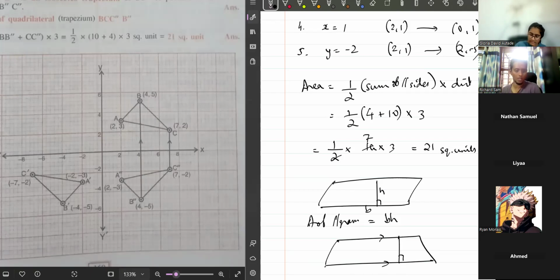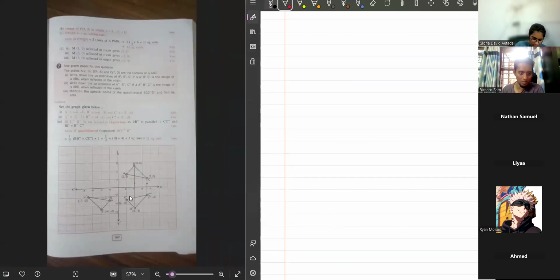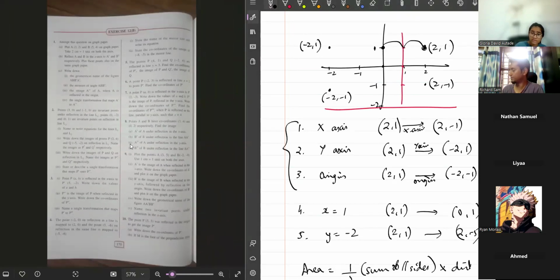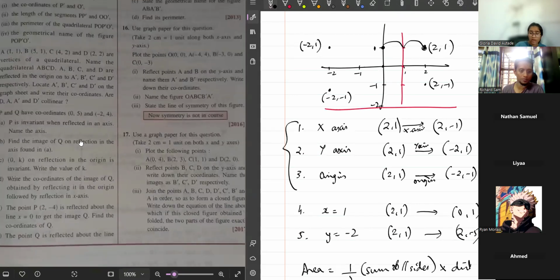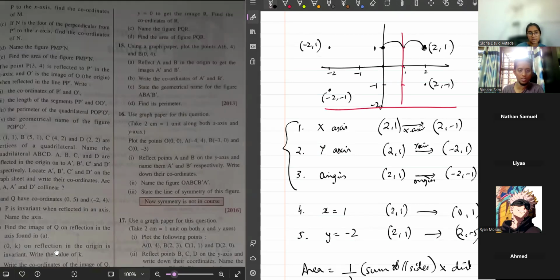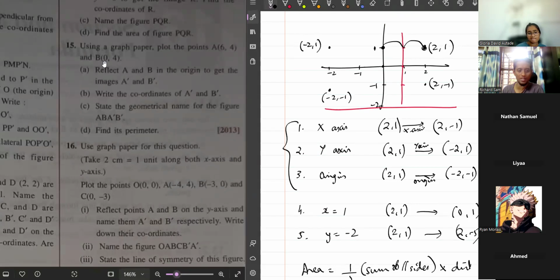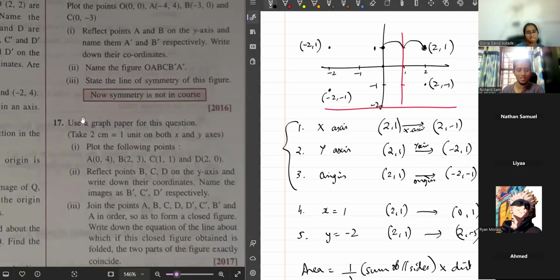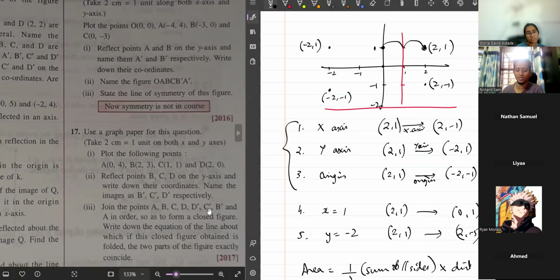Okay. Yeah. So the questions that come from this chapter will be of this type, where you might need to use a graph. Okay. See all the questions. Using a graph paper, plot the points, then reflect it. Use graph paper, plot these points, reflect. Use a graph paper, plot the points, reflect them. After reflecting, join some points that they tell you to join. What shape it is, what is the area of that shape. Okay. Is that clear how to do reflection?